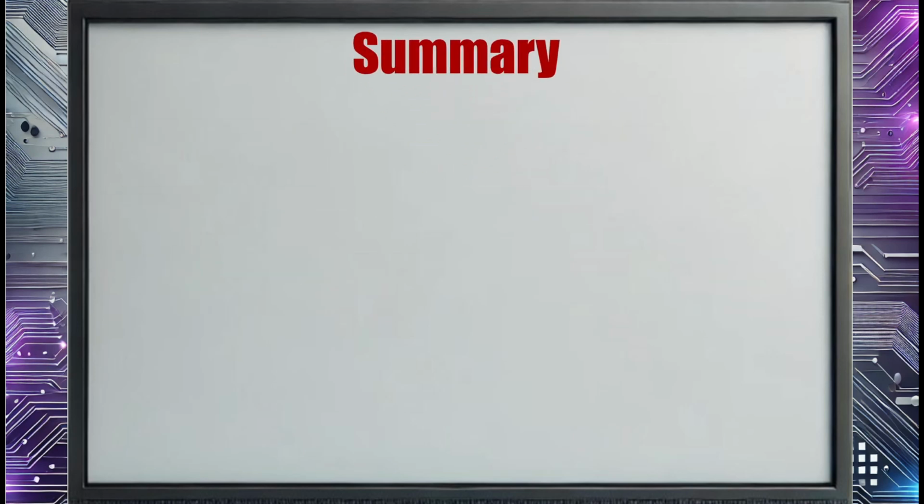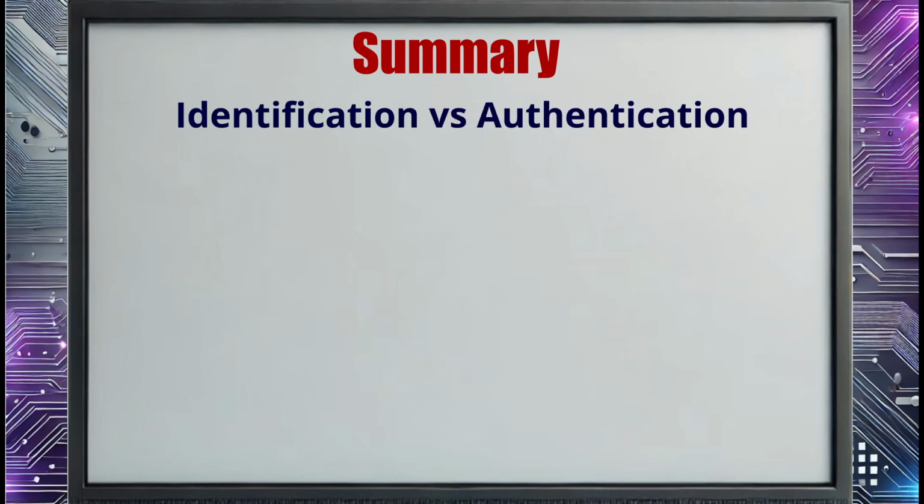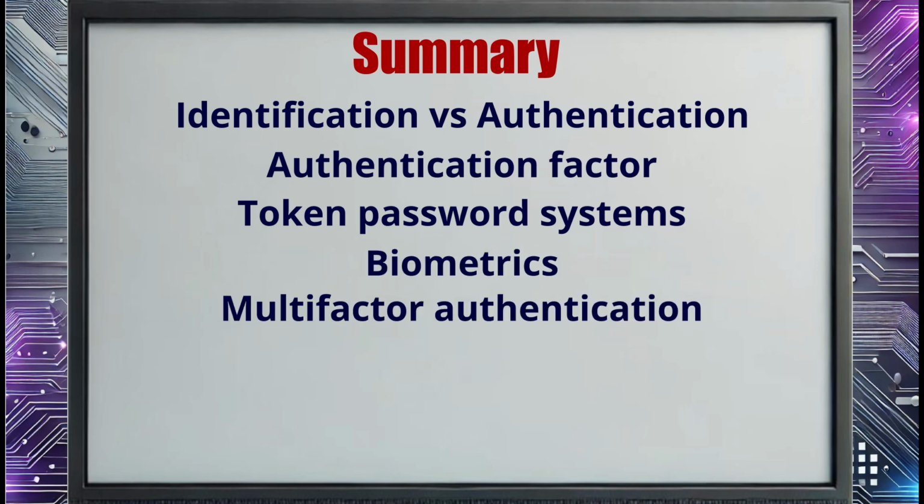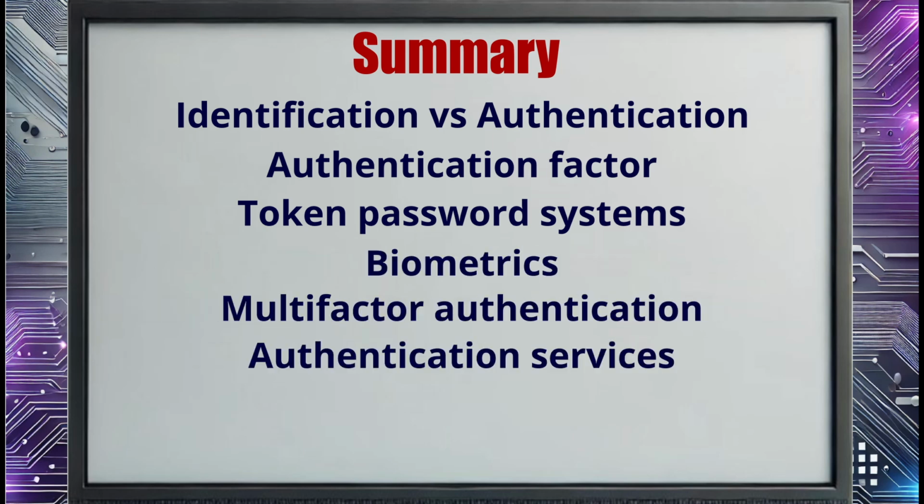So to summarize, we discussed the differences between identification and authentication. We talked about authentication factors and the 4 types of security token password systems. We also talked about biometrics, multi-factor authentication, and different network authentication services. And finally, we reviewed the importance of logging and auditing.